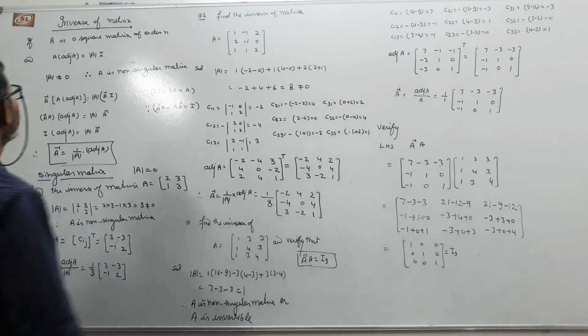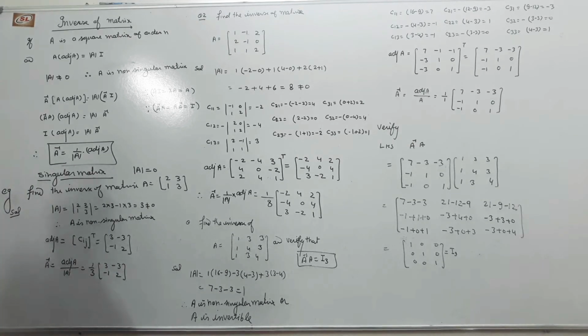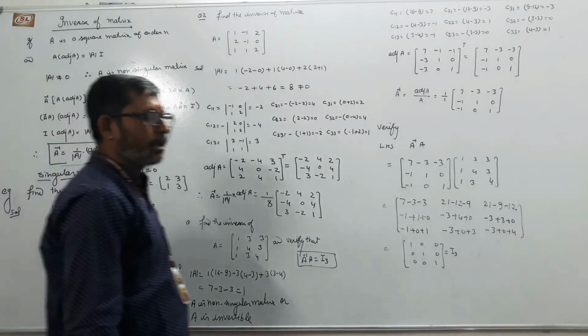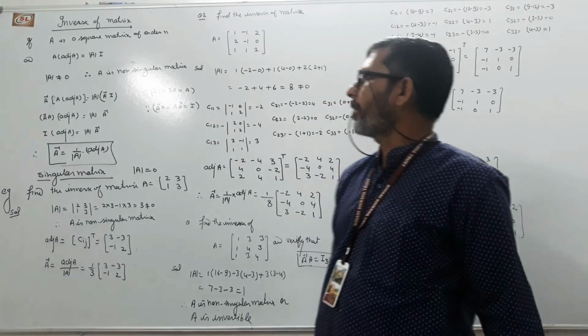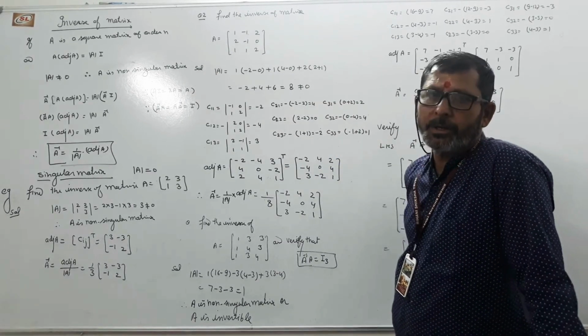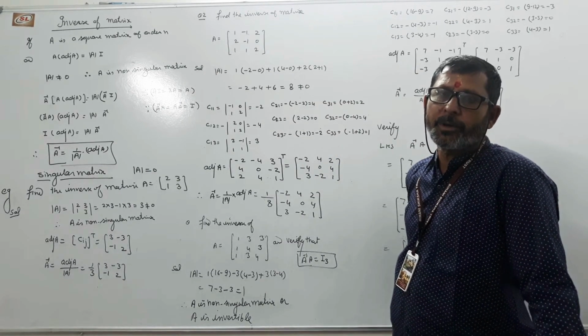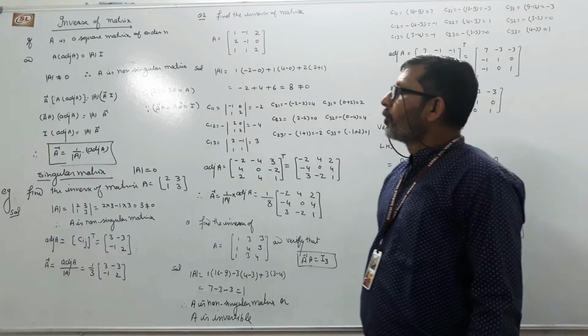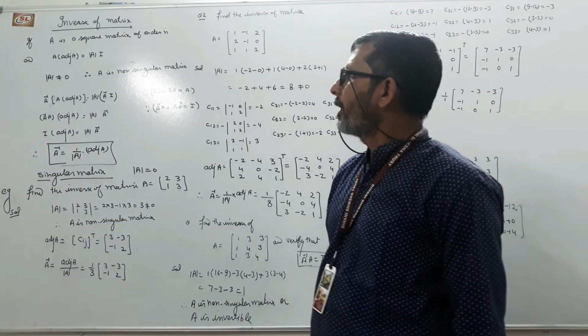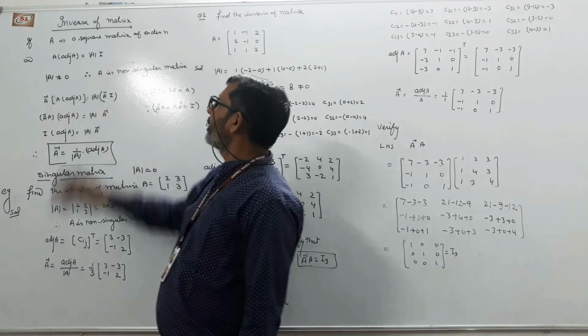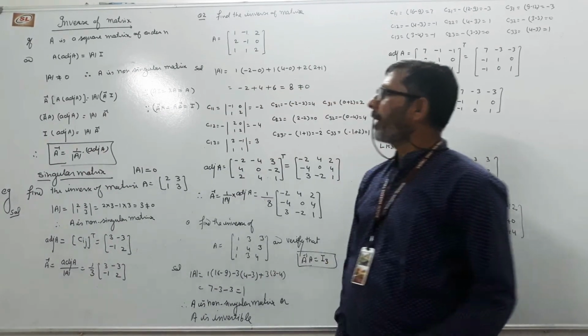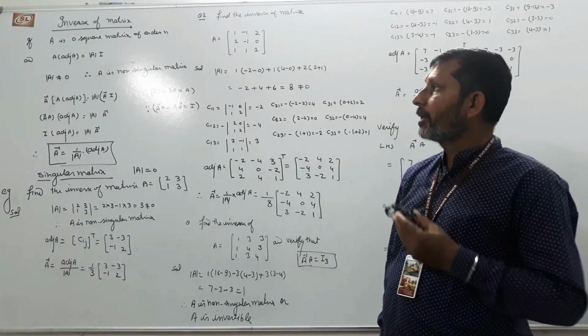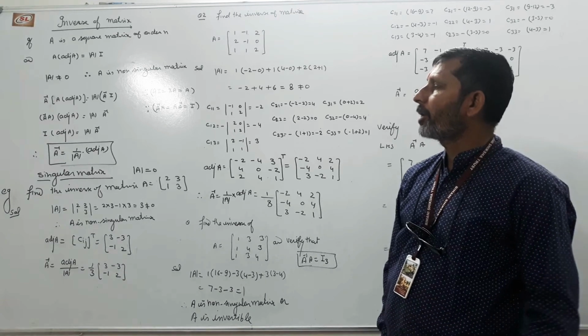Students, now we start with the next topic, the inverse of a matrix. How can we find the inverse? We already found the adjoint of a matrix. To find the inverse, suppose that A is a square matrix of order n.